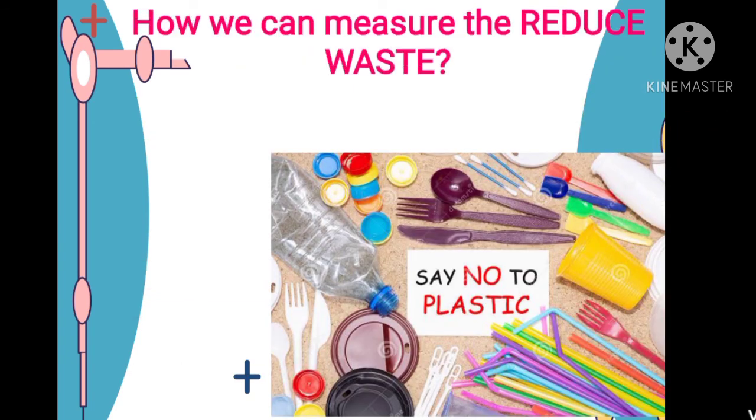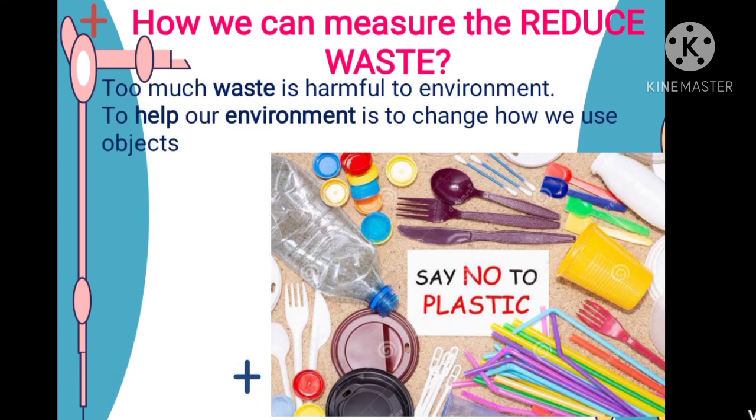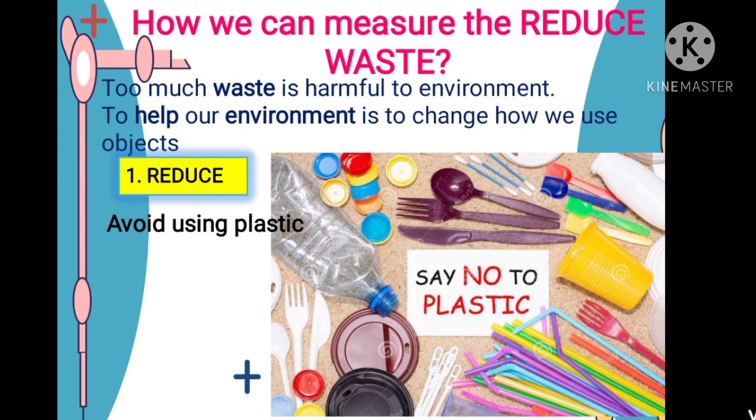And then how can we reduce waste? Too much waste is harmful to the environment, and to help our environment we can change how we use objects. First, by avoiding plastic in our daily life, and using long-term materials like metal or ceramic for eating appliances.